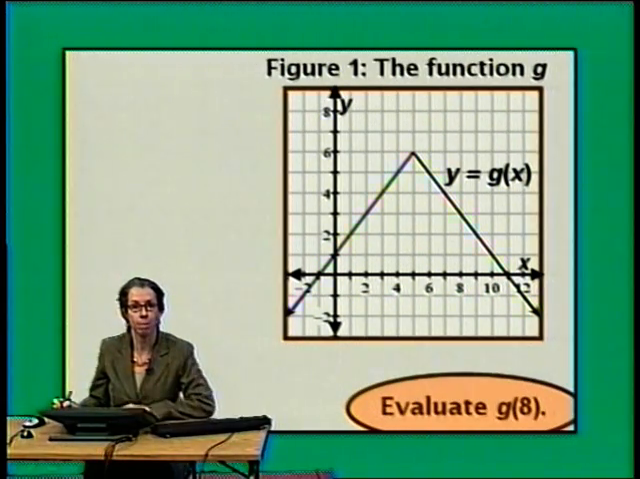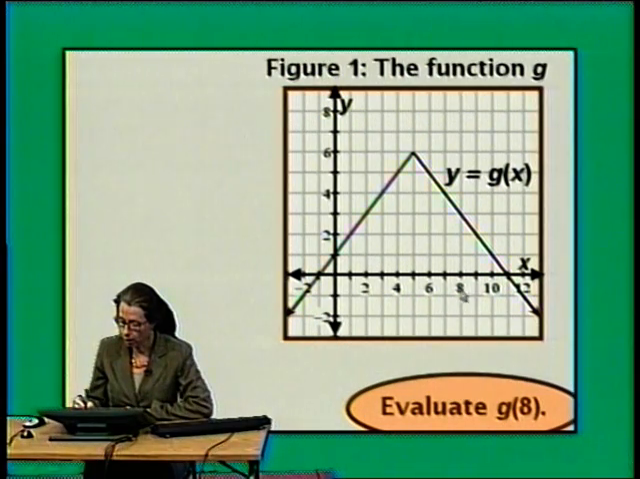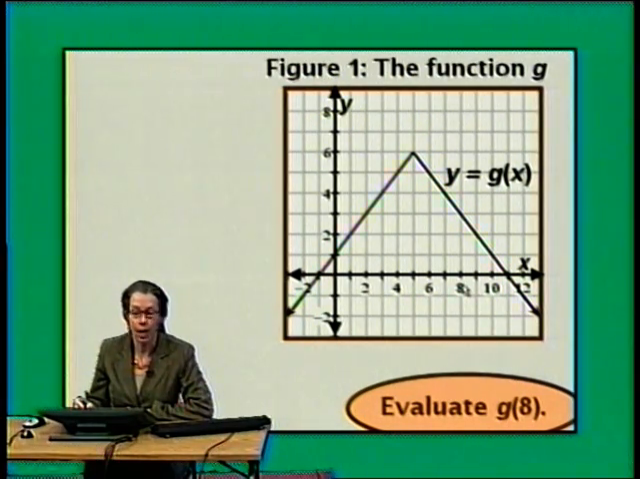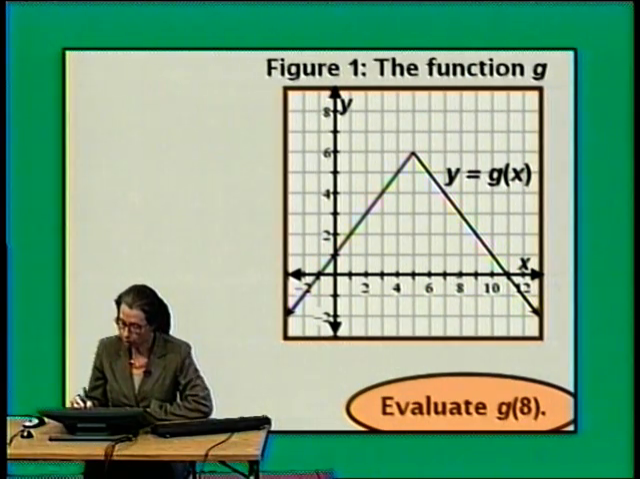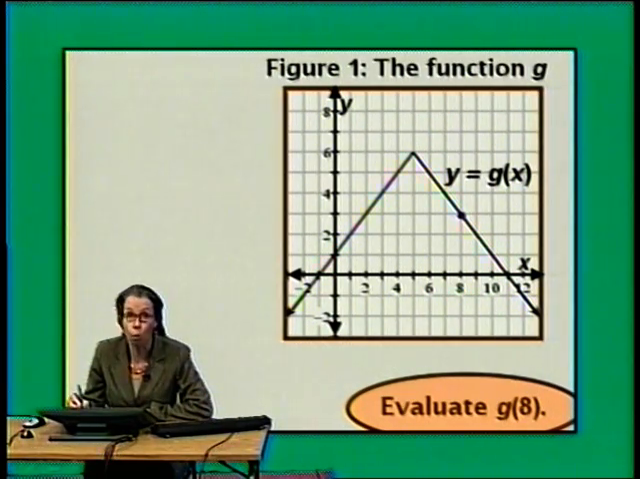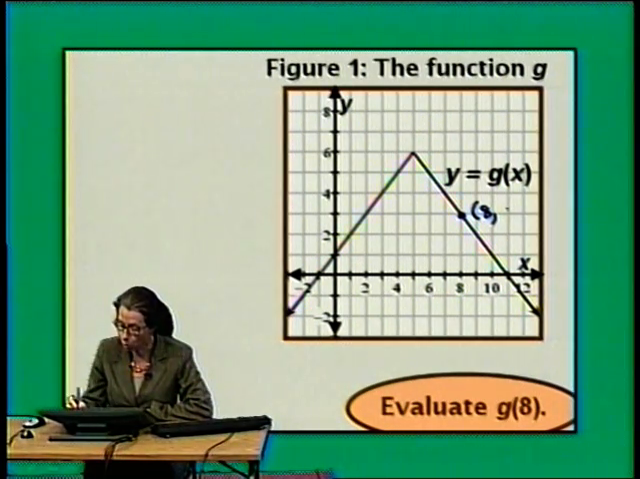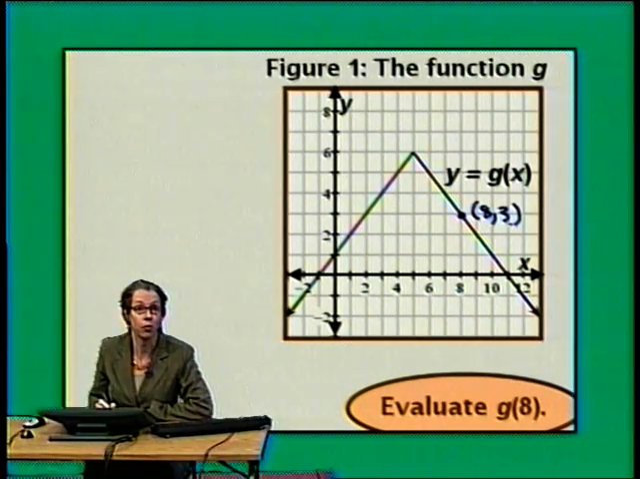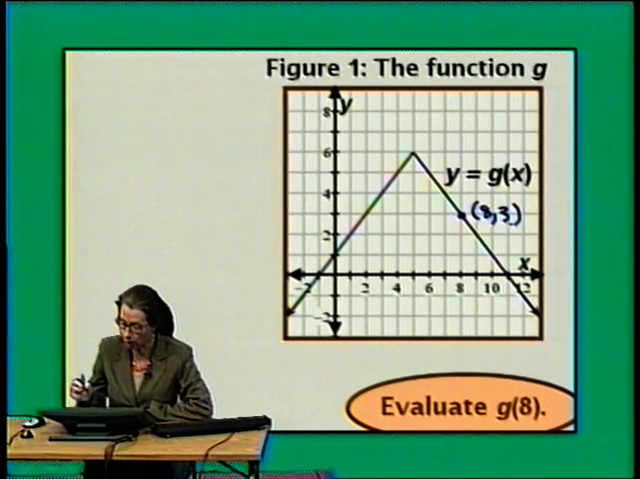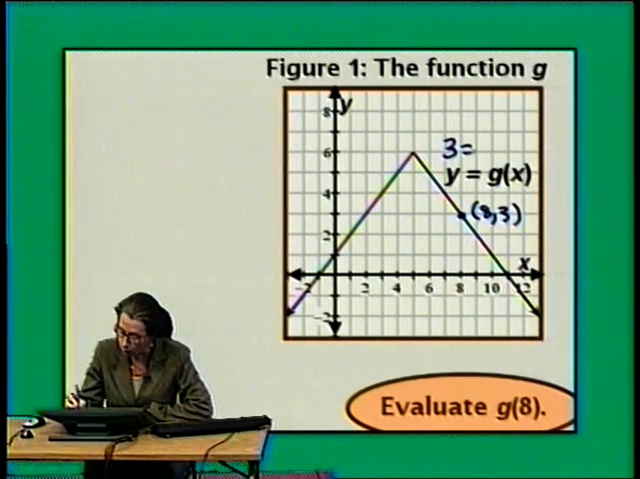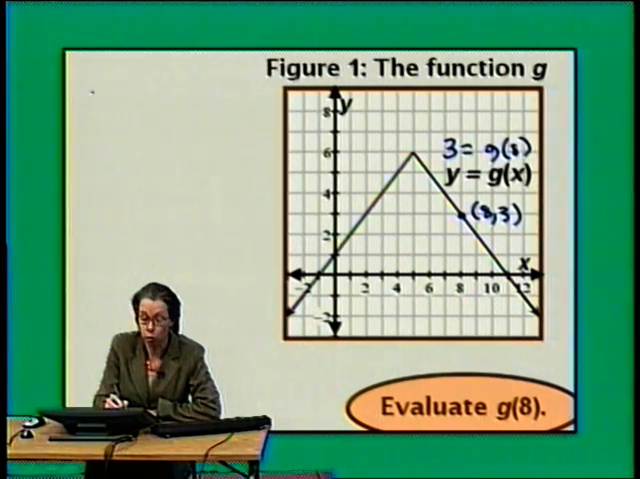Let's evaluate g of 8. Well, my input is 8. I want to find the corresponding output. So what I'm going to do is I'm going to look for the ordered pair whose first coordinate is 8. Well, the second coordinate, according to my graph, is 3. So what does this tell us? The y value is g of the x value. So g of 8 equals 3.